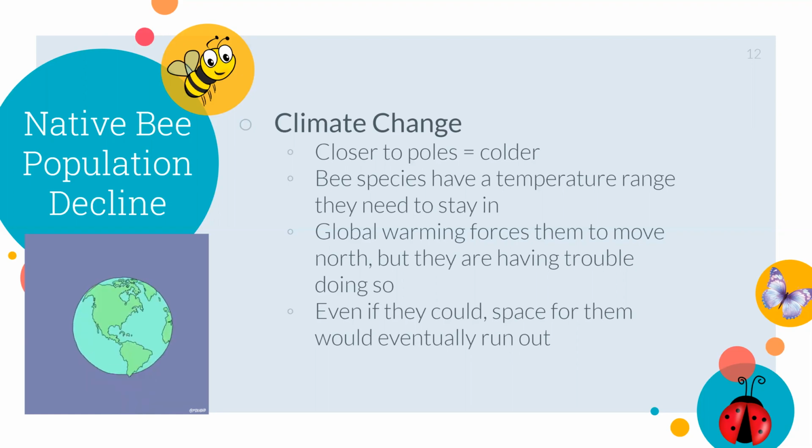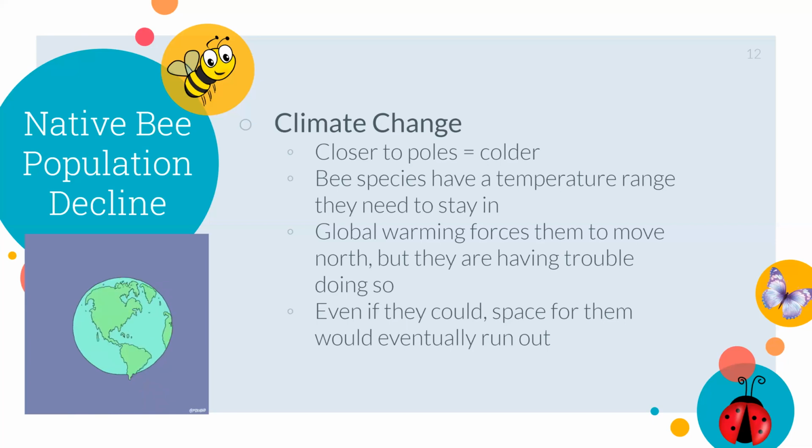The second way that climate change affects native bees is, I think you guys might know that if you move to the north, it gets a little colder because you're closer to the poles. So bee species, like any species, have a sort of comfortable temperature range they want to stay in. But global warming is making the current space they're staying in too warm. So they want to move north to get back to their normal temperature.